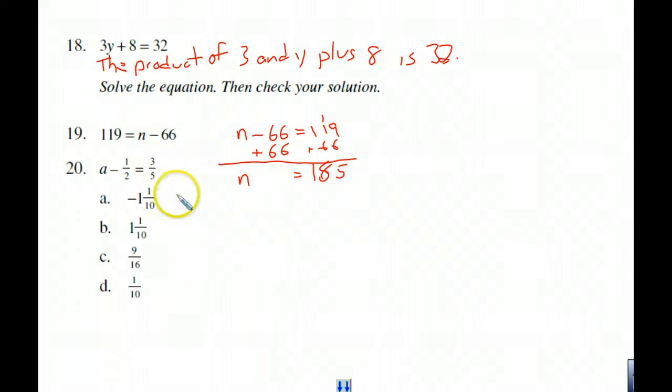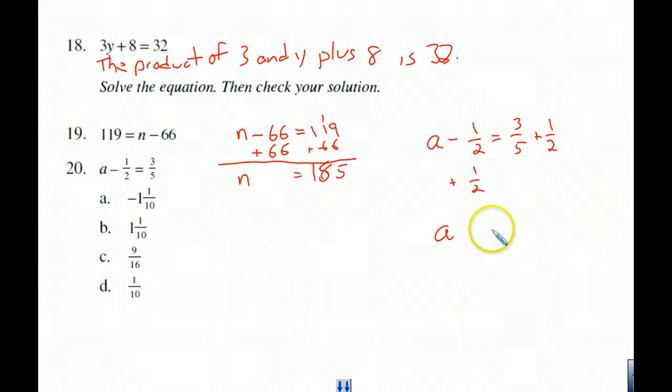Number 20. What number minus a half will equal 3/5? Alright, so let's rewrite that over here. A, what number, minus 1/2 is the same as 3/5. So I'm going to add 1/2 to both sides. Here we're going to have to find some common denominators.